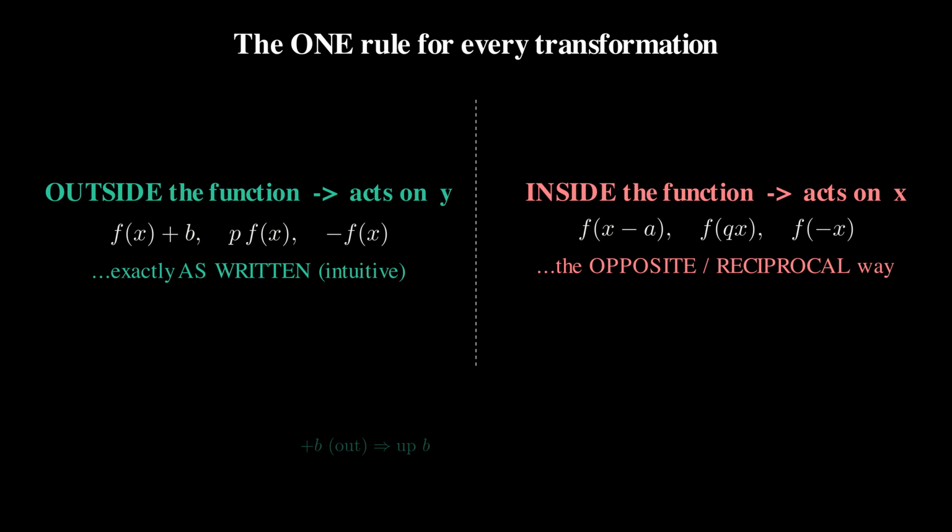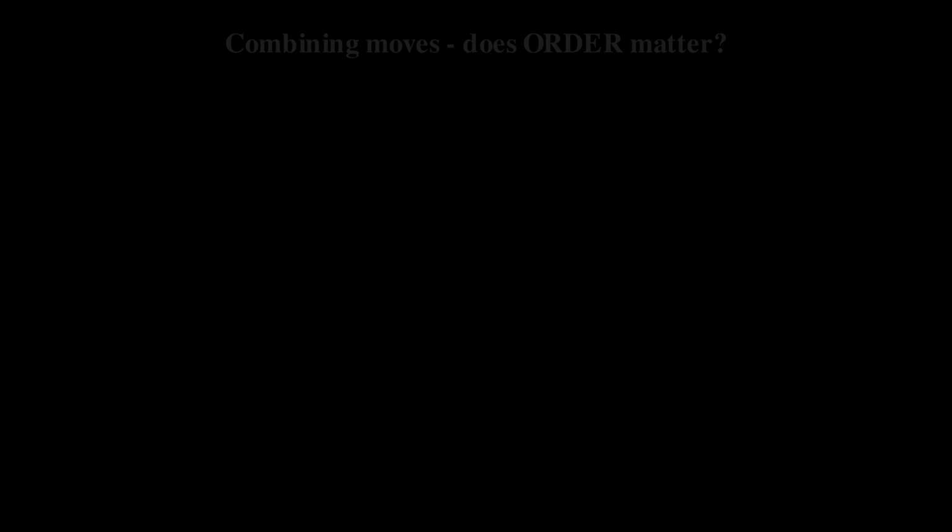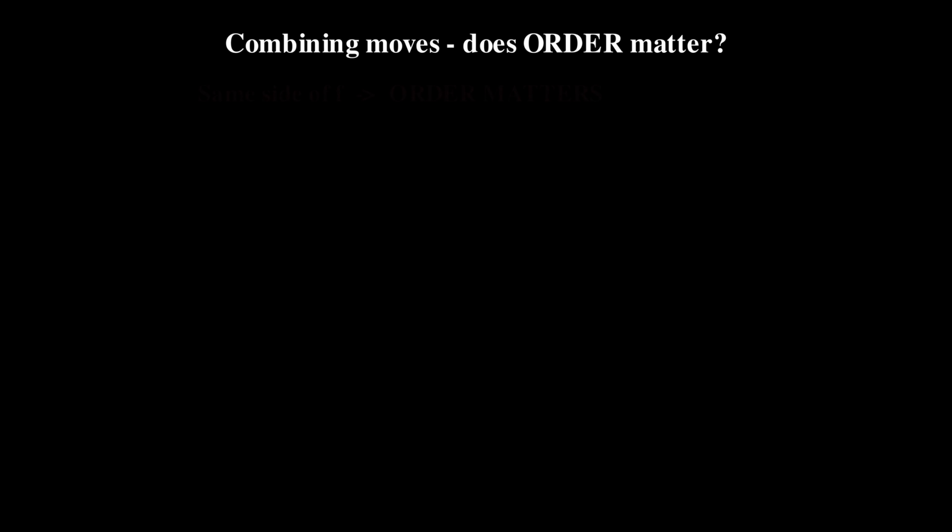The reason is always the same. To hit a given output, you must undo whatever's done to x first. So the effect reverses. Outside as written, inside opposite. That's the whole of 2.11 in one line. In the exam, you'll usually apply several transformations at once. So the key question is, does the order matter?